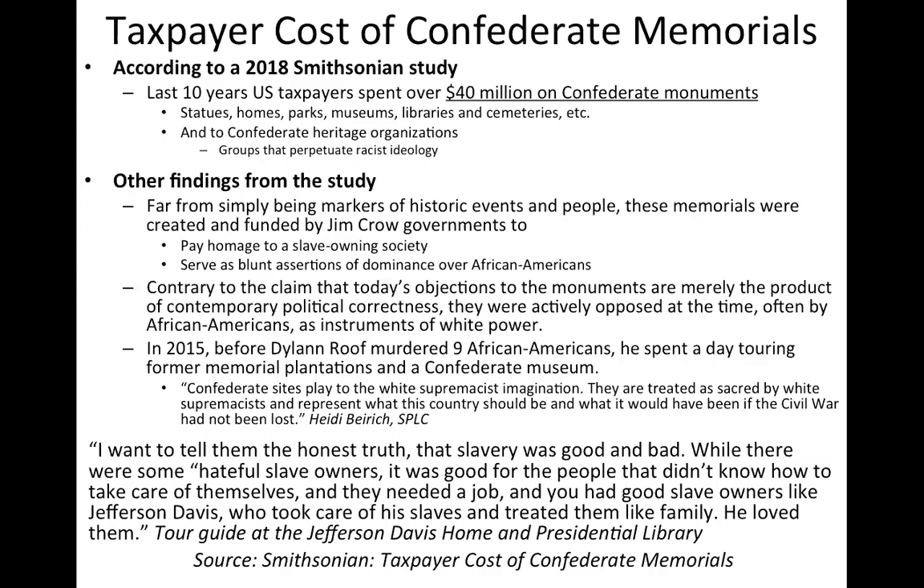I want to tell them the honest truth, that slavery was good and bad. While there were some hateful slave owners, it was good for the people that didn't know how to take care of themselves, and they needed a job. And you had good slave owners like Jefferson Davis, who took care of his slaves and treated them like family. He loved them.